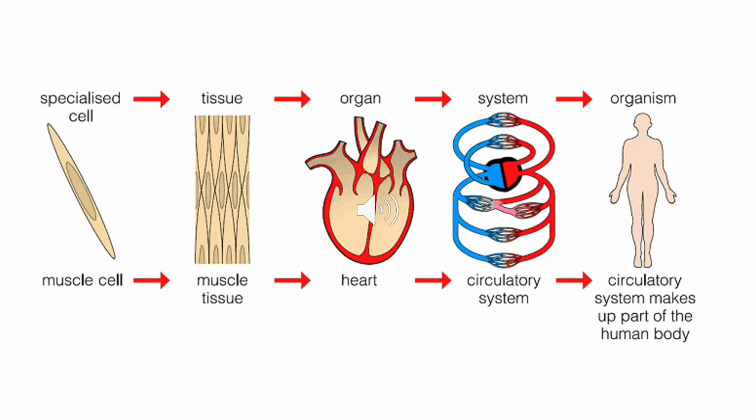So now, as we can see here, specialized cells, for example, over here, a muscle cell. Multiple muscle cells come together to form a tissue, and then multiple muscle tissues come together to form an organ, which in this case is a heart. And then the heart with other blood vessels is part of a circulatory system. Multiple organs together make an organ system, and then multiple organ systems make an organism. So the circulatory system makes up a part of the body.